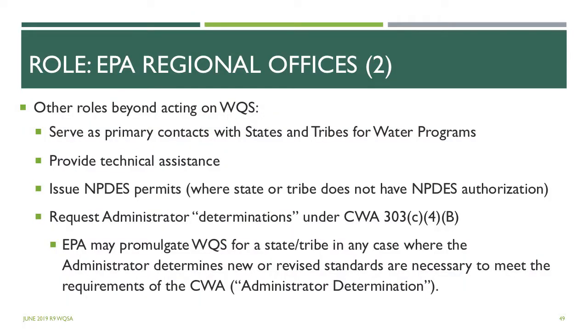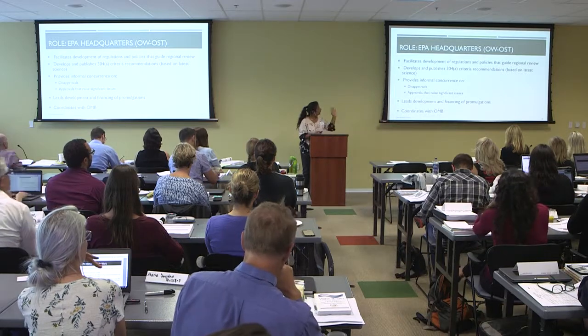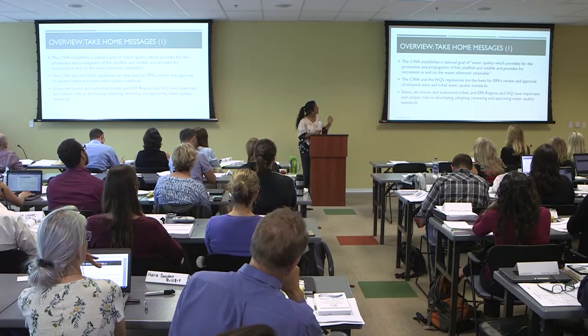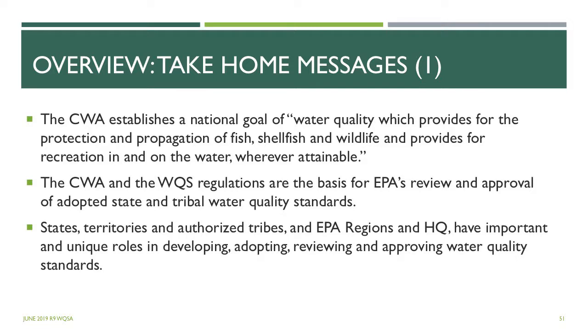Okay, so regional offices are really the ones delegated. EPA headquarters supports the regional offices, but it's really the regional management that are the ones that take the approval, disapproval action. This is pretty self-explanatory. And then here are our take-home messages.